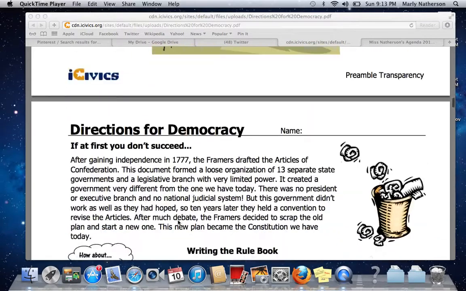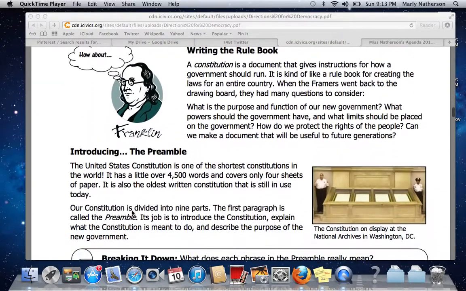So just to remember, I'm going to go back to this page down here. The preamble is one of 9 parts of the Constitution. It's the very beginning of the Constitution, and it's the part that tells us what the Constitution is all about. We'll talk more about this in class tomorrow.